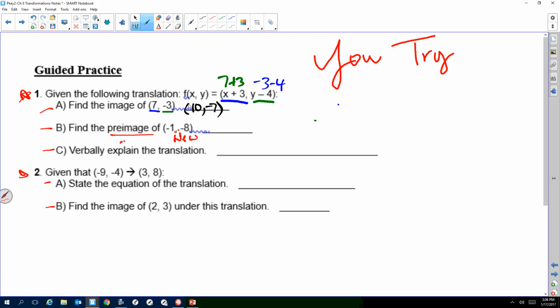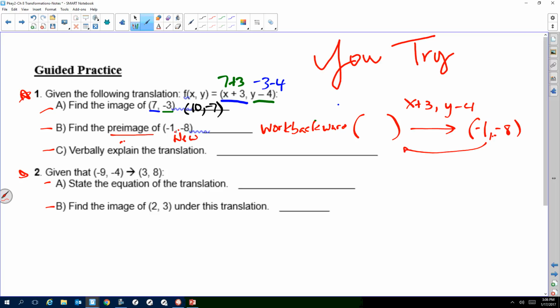Okay. So on this problem, you have to kind of work backwards. Okay, so think about it like this. If I end up at negative 1, negative 8, we want to know where do I start so that I map to this using the rule x plus 3, y minus 4. So if I'm going backwards, right? So if I go back, what do you think my rule is going to be? Minus 3. Yeah, x minus 3, y plus 4. So if I have a negative 1 and I minus 3, that gives me negative 4.